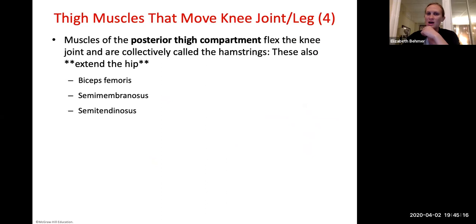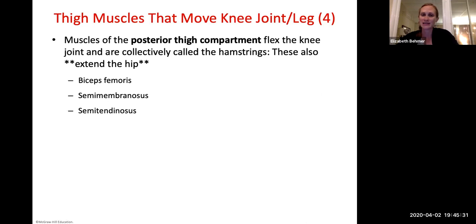Okay, so here are your posterior thigh compartment muscles. These are your hamstring muscles. So this kind of answers number 7 again. And what their action is, they will flex the knee joint and extend the hip.